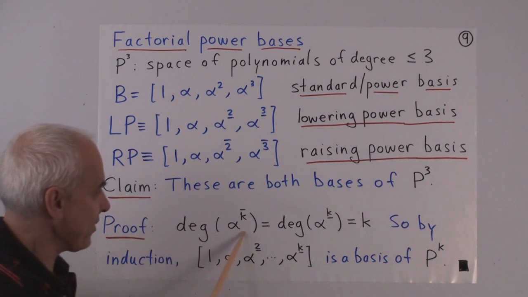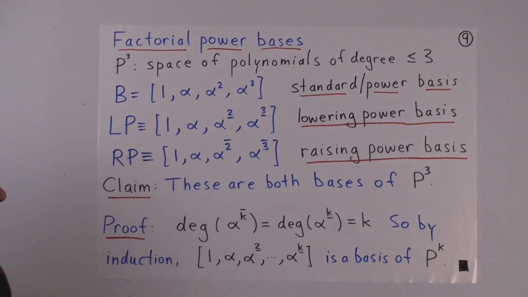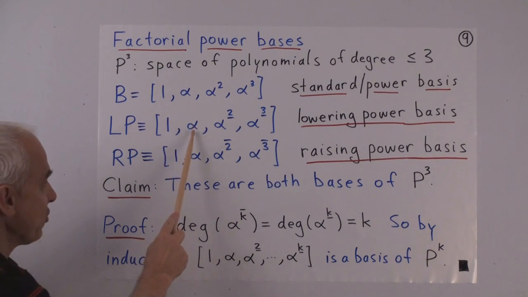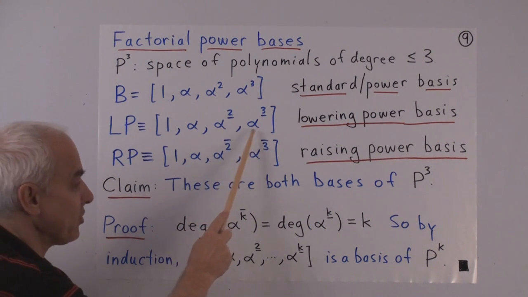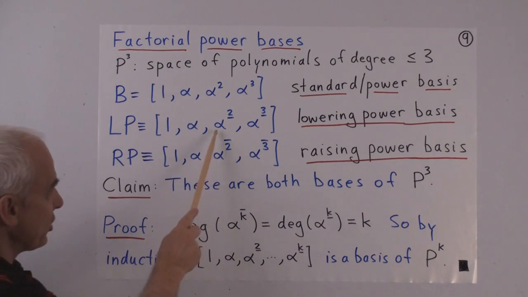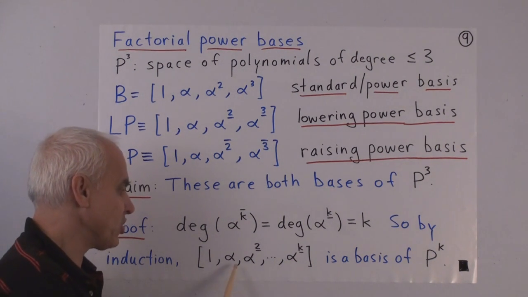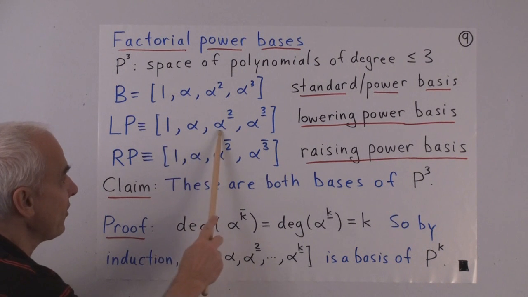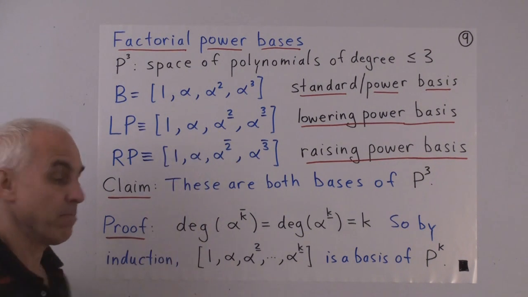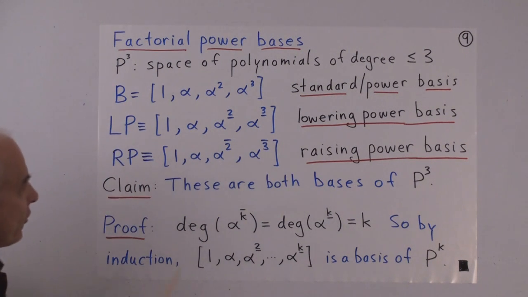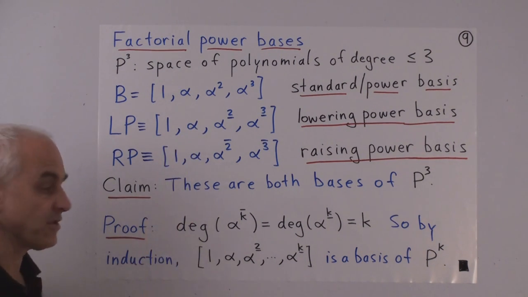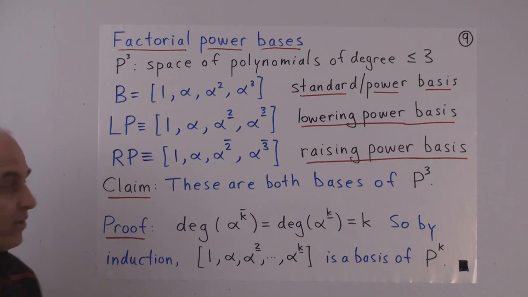The key is simply to observe that the degrees of these are very easy to see. This has degree 0, this has degree 1, this has degree 2, and this has degree 3. This has degree 2 because it's alpha times alpha minus 1, which is of degree 2. So now an induction argument shows that if you take the first k of these, then you get a basis for P sub k. So for example, just 1 is a basis for P0, which is just the constants. These two together form a basis of P1, the space of polynomials of degree 1 or less.